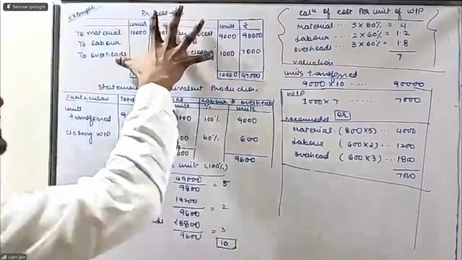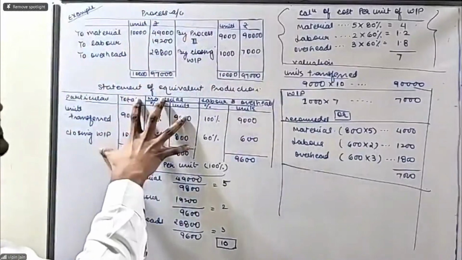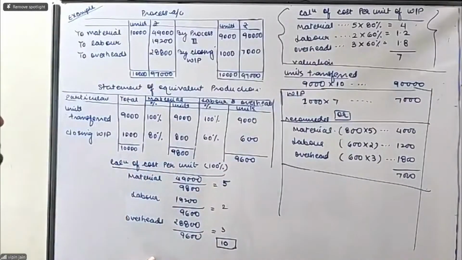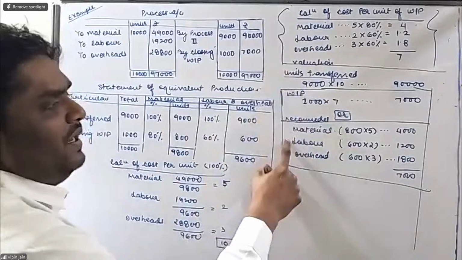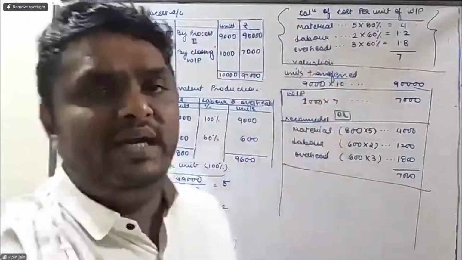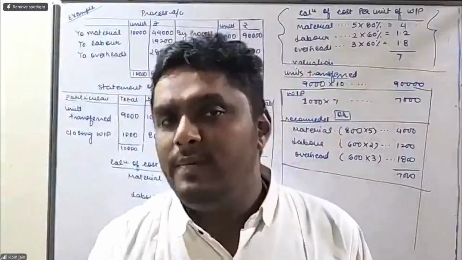Always remember, first step, process account. Second step, statement of equivalent production. Third step, cost per unit of 100% processed. Then units transferred and work in progress. No need to prepare that from the next question because I find it a bit difficult. I mean, students make mistakes many times.